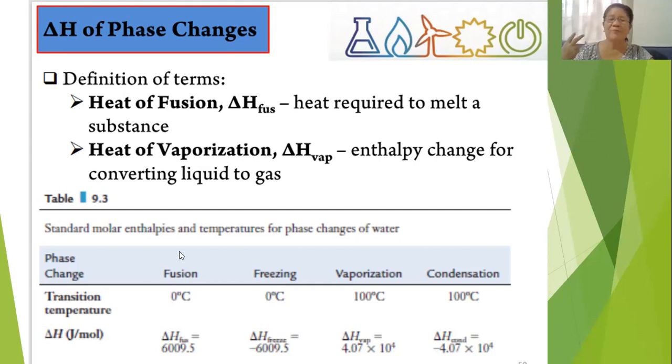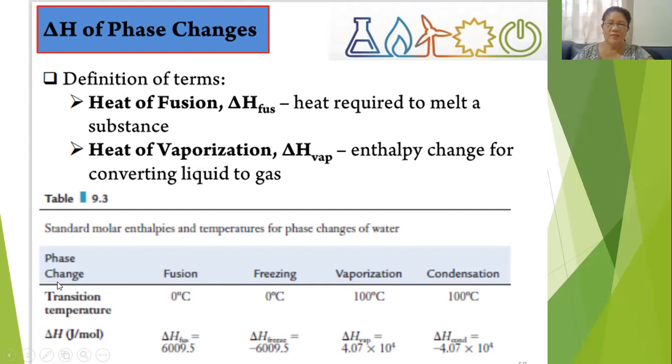Okay, so that is heat of vaporization. How are you going to have the formula? That is delta H vap, that is vaporization. What does it mean by that? That is the enthalpy change for converting liquid to gas. Okay, so we have here a constant for water, not for water only.